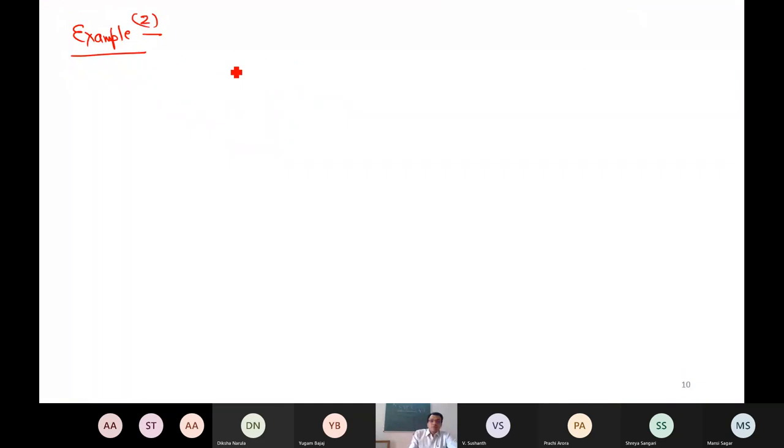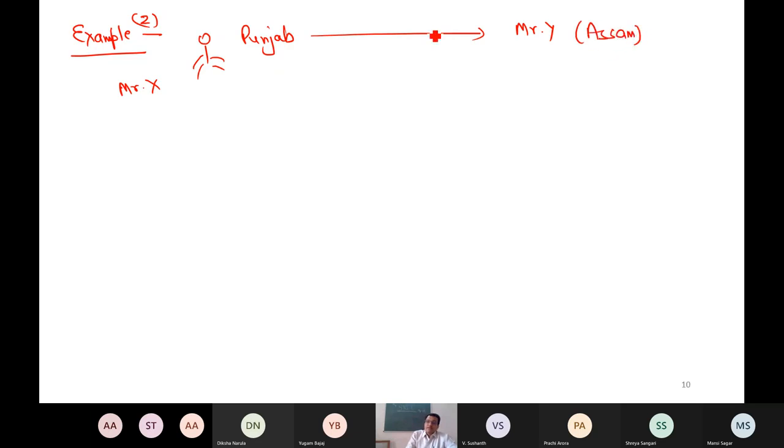Example 2. Same case. Mr. X, Punjab. Now see, I am not concerned which city that is, because under GST the government is the state government. So whether Punjab, Jalandhar, Hoshiarpur, Amritsar, city doesn't matter. Place means state. So Punjab, Mr. Y, Assam, same thing, jackets.